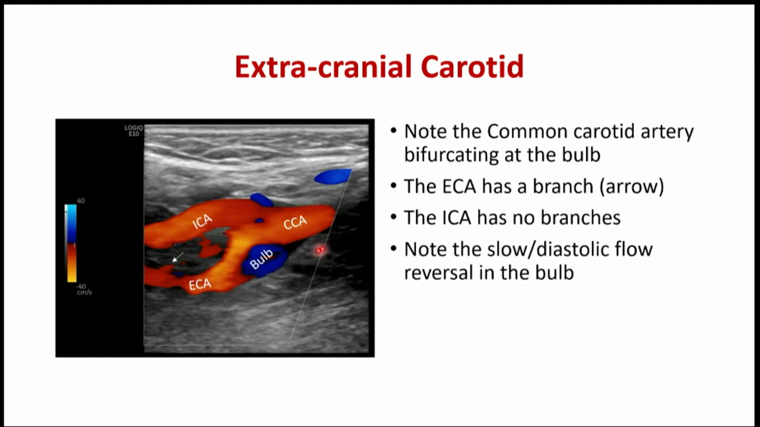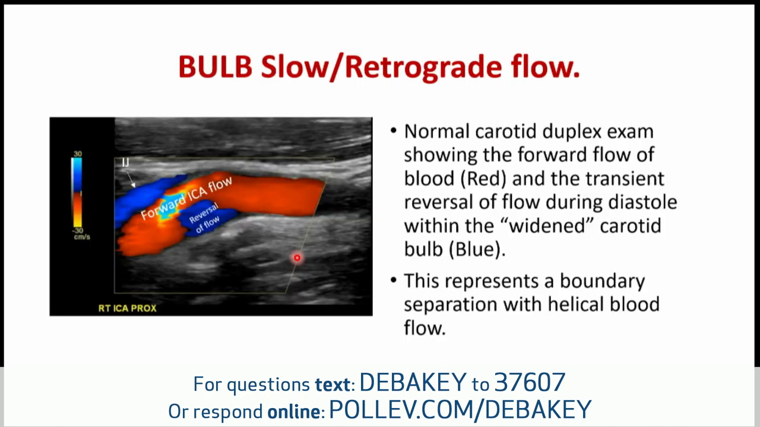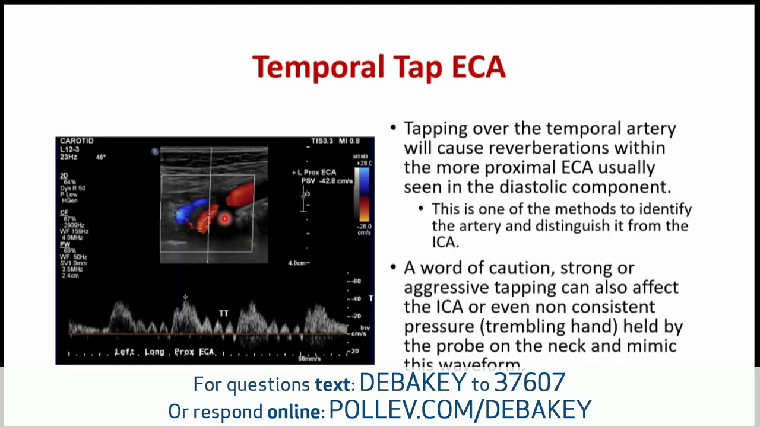One of the important things to note here is that we start seeing some diastolic slow flow within the bulb, at the wide segment of the bulb, where we see some reversal of diastolic flow. If we dissect this a little more, you see the normal carotid flow, the internal carotid, and the forward flow within the bulb. Within this widened bulb, we're going to see the reversal in diastolic flow, which appears as blue. This essentially represents a boundary separation between the helical blood flow and the forward flow occurring within the bulb area of the carotid.